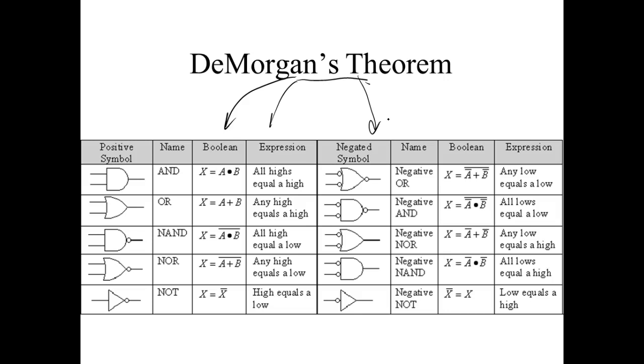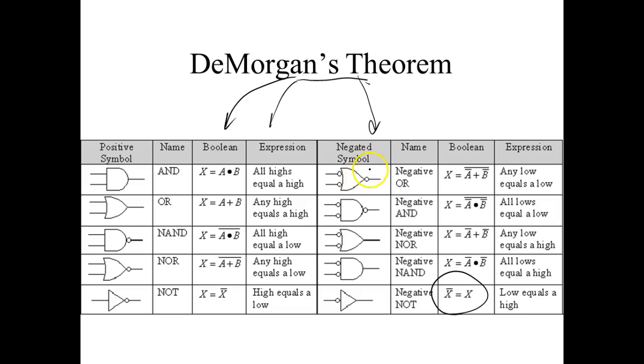A NAND will complement to a negative NOR. And then a NOR would complement to a negative NAND. And then a NOT would complement to a negative NOT. And that makes this guy right here basically an illegal equation, but there's nothing we can do with it. So the AND says all highs equal a high. The negative NOT says any low equals a low, right? So what do you do on these things? You just take the expression and roll everything over.